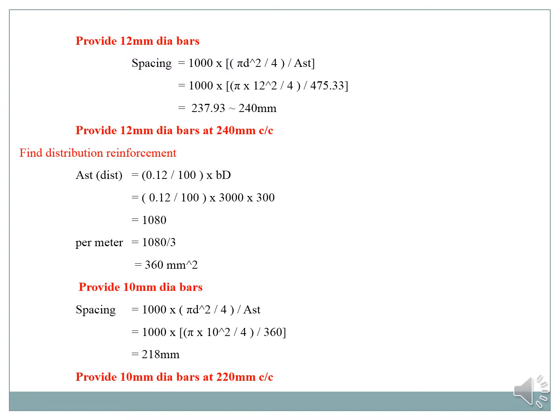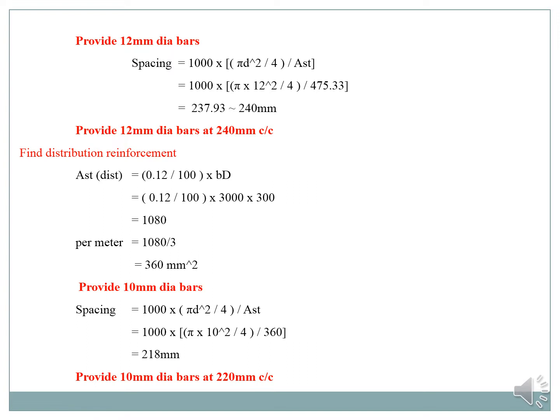Then find distribution reinforcement. So distribution reinforcement is nothing but this is the AST minimum. So AST minimum is equal to 0.12 by 100 into B into D. So 0.12 by 100 into B is equal to 3000 mm, into D, the overall depth of the slab, 300 mm. So AST is equal to 1080 mm². So we need to find out the per meter. So divided by 3. 3 is the width of the column strip. So per meter is equal to 360 mm².